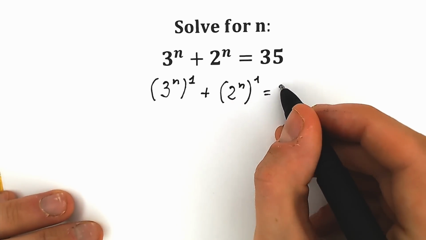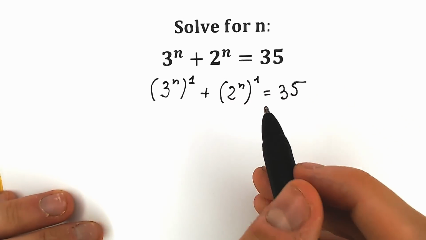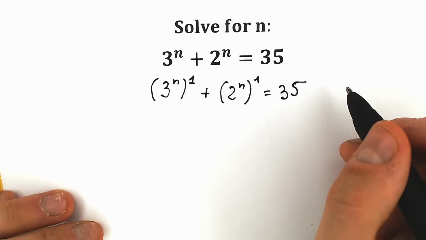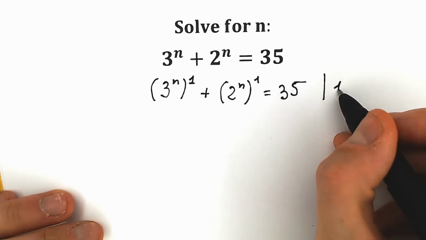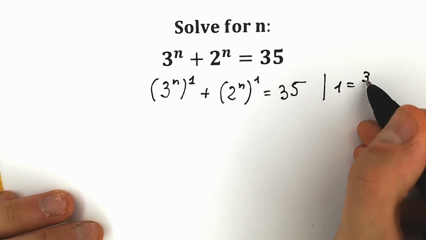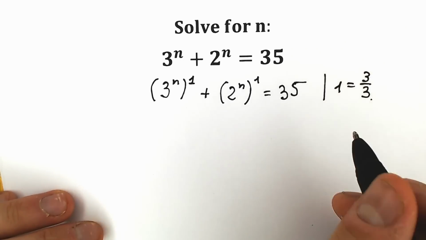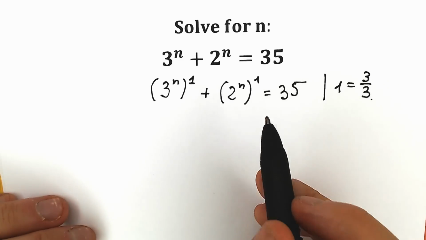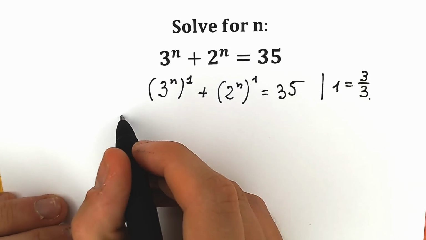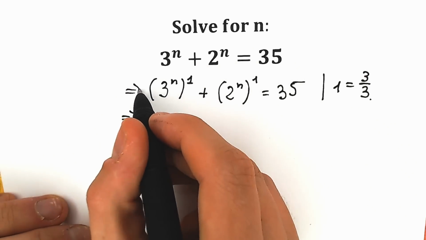equal to 35. Right now, instead of this 1, let's write 3 over 3. Very tricky move. So we have 1. Instead of this 1, let's write this fraction 3 over 3. It changed nothing because 3 over 3 equal to 1. So let's do the thing right now. So this is our first step, this is our second step.